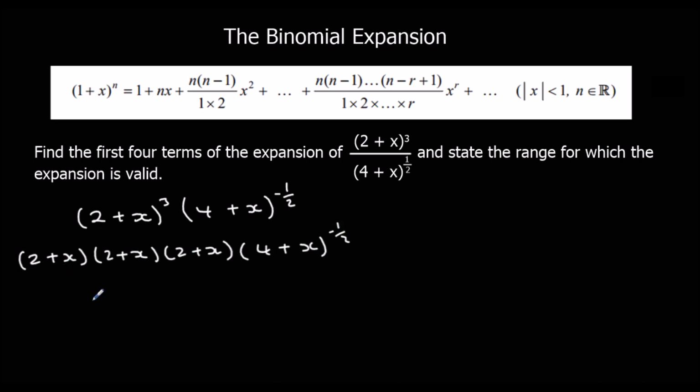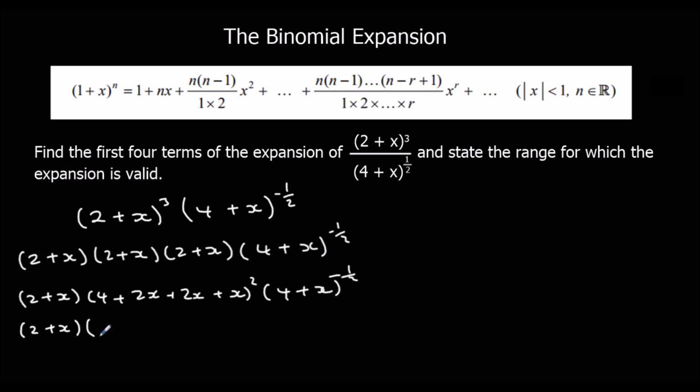So I can expand these brackets. To do that, I'm going to leave one bracket as it is and expand the other two. So I'm going to leave the first one here and expand these two brackets. So 2 2s are 4. 2x's are 2x. X times 2 is 2x. And x times x is x squared. And I've still got the 4 plus x to the power of minus a half on the end. I can simplify the bracket I just expanded. 2x and 2x make 4x.